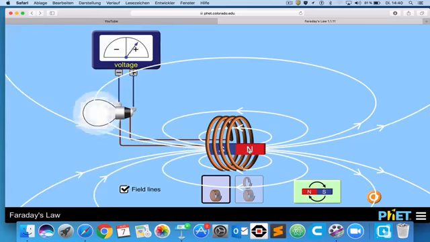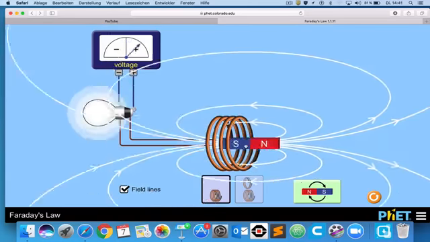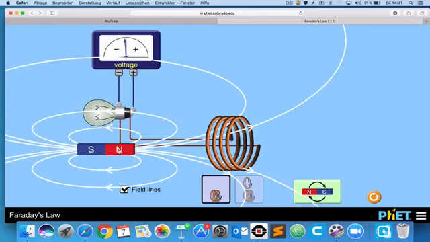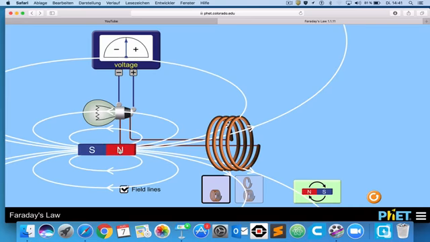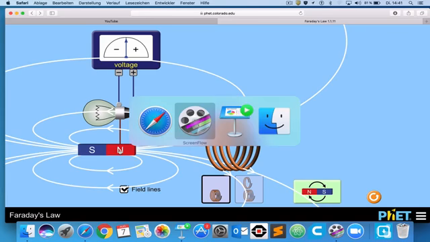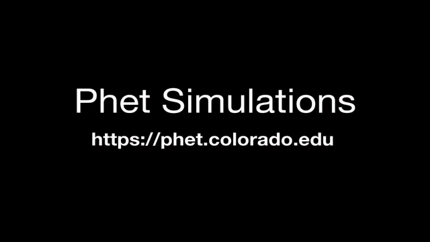So I go like this, it goes to positive. If I go like this, it goes to negative. If I go like this, positive. I take it out, it goes to negative. But the point is, if I change the magnetic flux through the coil of wire, then I get an induced voltage. And that is what we call Faraday's law.